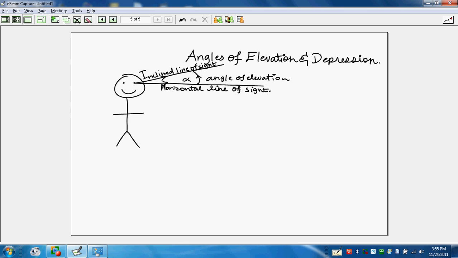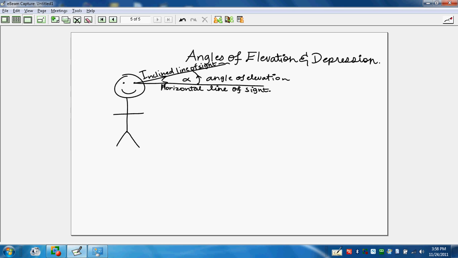Okay, so on the board, what you're seeing here is a person standing and his initial line of sight is horizontal. He's looking horizontally across. Now, if he were to see some object on top here, let's say a bird flying, he would have to raise his gaze from the horizontal line of sight all the way up to see the bird. And the angle that his eyes would have to traverse or move through to see the bird from his horizontal line of sight is known as his angle of elevation. Okay, so that is important because the angle always starts from his horizontal line of sight, which is critical.